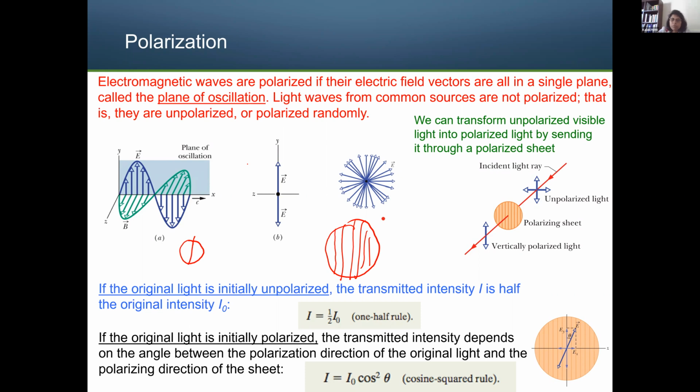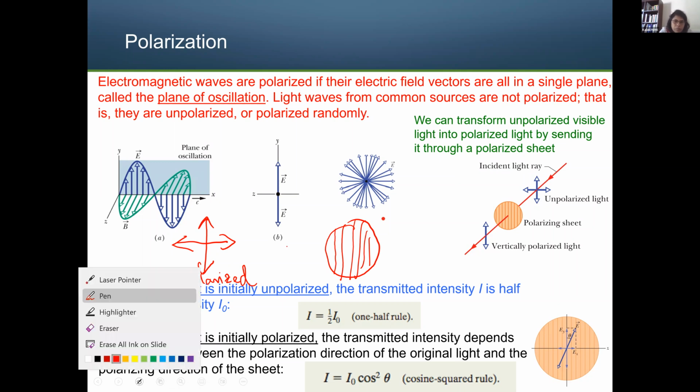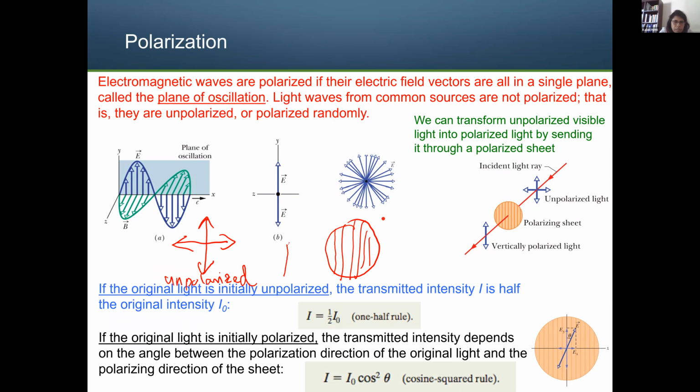Usually for unpolarized light, we use a symbol. Sorry, I'm going to draw it one more time. This is the symbol for unpolarized light. That means basically I have light in all directions, right? Now if you need to draw polarized light, we're going to use the symbol for polarized. You can draw it this way. This is just a symbol, okay? Polarized light.